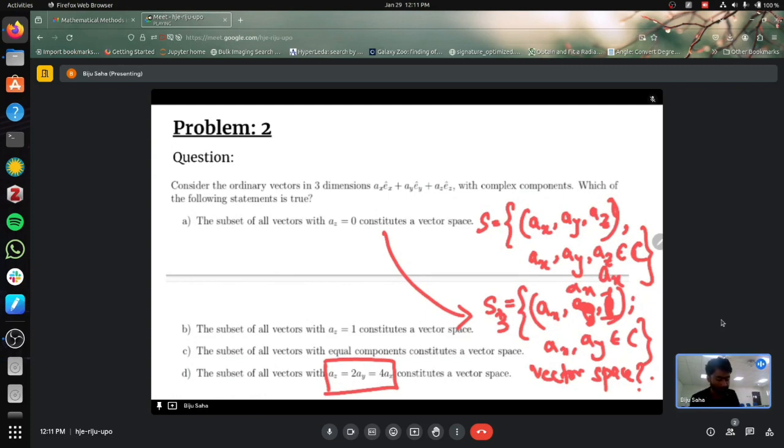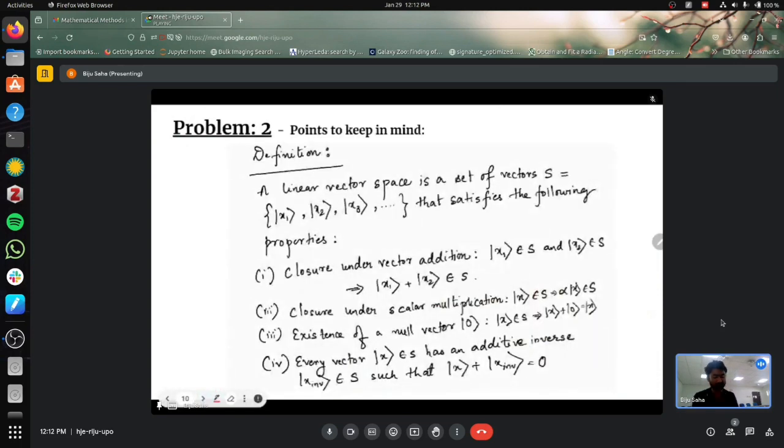Essentially, one very important thing you have to check is how to verify whether a set forms a vector space or not. For that, let us go into the definition of a vector space. What are the points you need to keep in mind to check whether a set forms a vector space or not? Let us start with a set of vectors, a collection of various vectors.